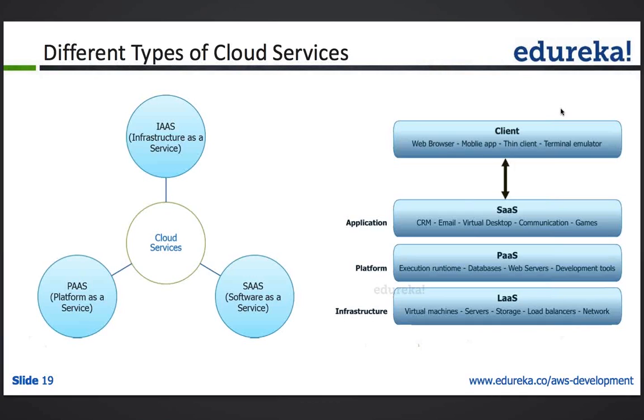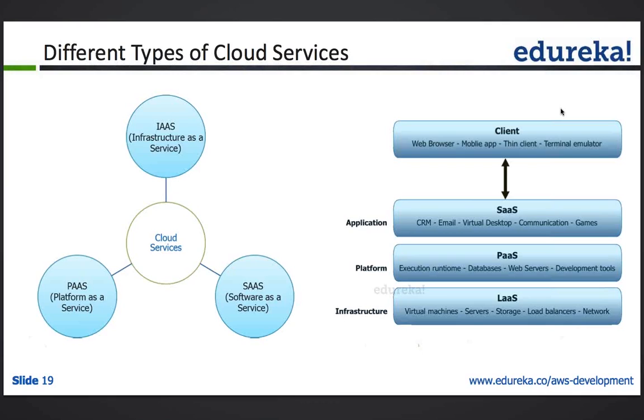Now let's look at types of cloud services. You can also call these service models, right? So these are cloud computing service models. And there are three ideas here on this slide. One is infrastructure as a service. The other is platform as a service. And the last one is software as a service, right?